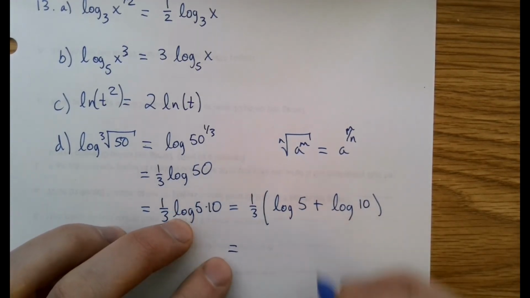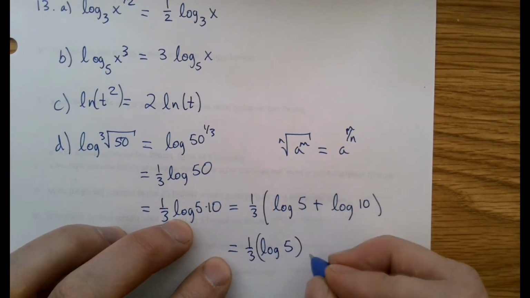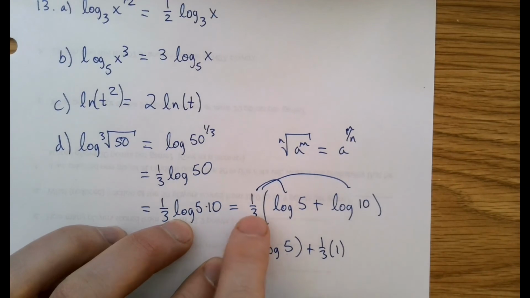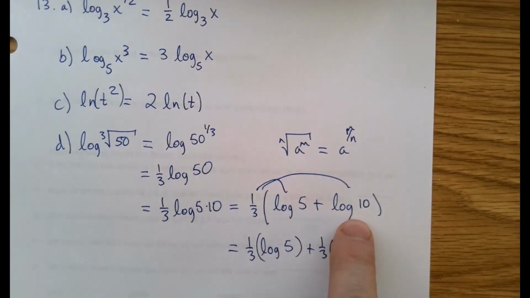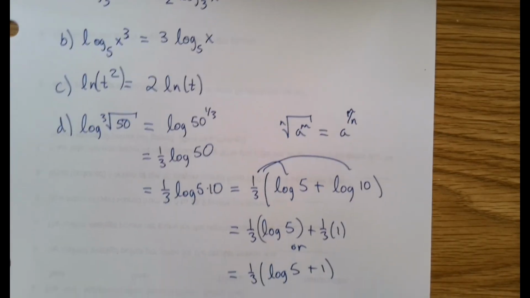So that means our result here is 1/3 log 5 plus 1/3 times 1. Notice I did two things at once here. Maybe I shouldn't have. I distributed the 1/3 to both of these, and I noted that log of 10 is 1. So this answer could be this. You could leave it in this factored form. Depends on the context of what you want. Either of those answers is correct. You'll have to note carefully what MyMathLab wants.